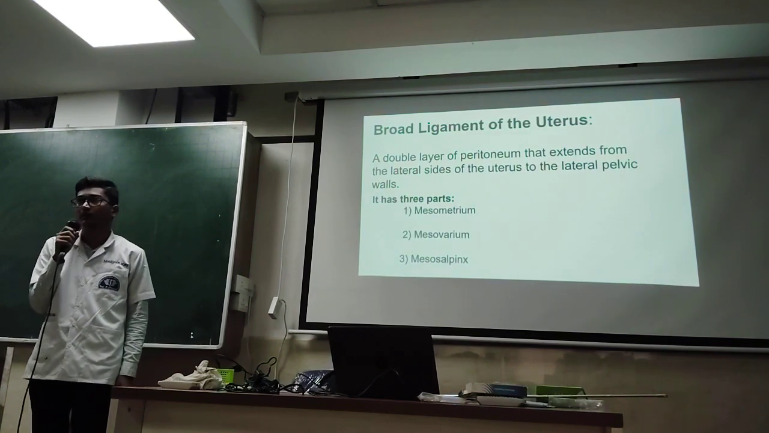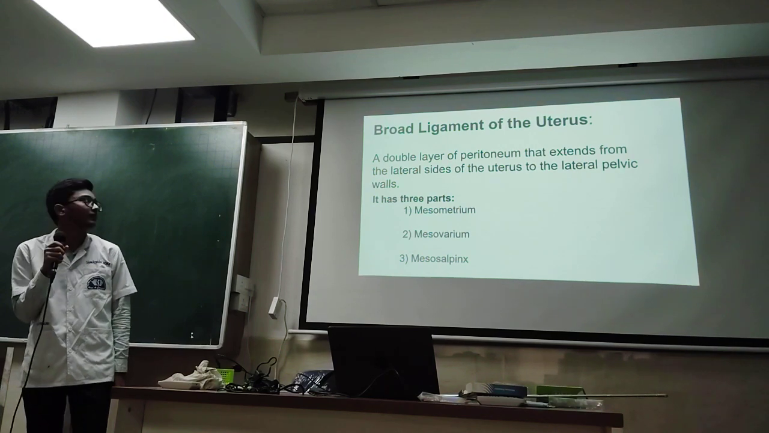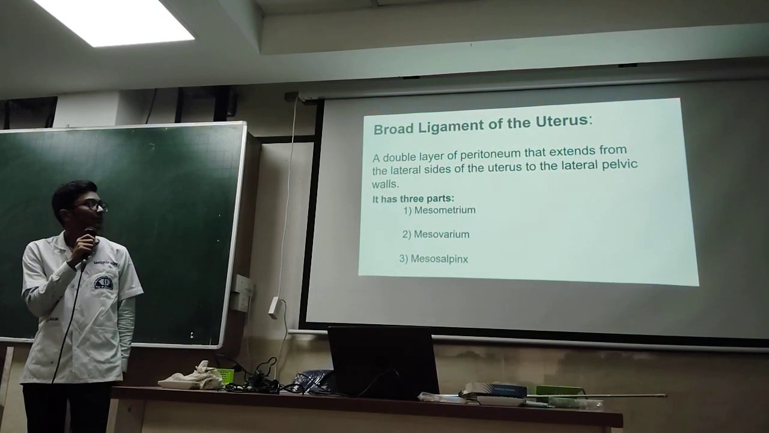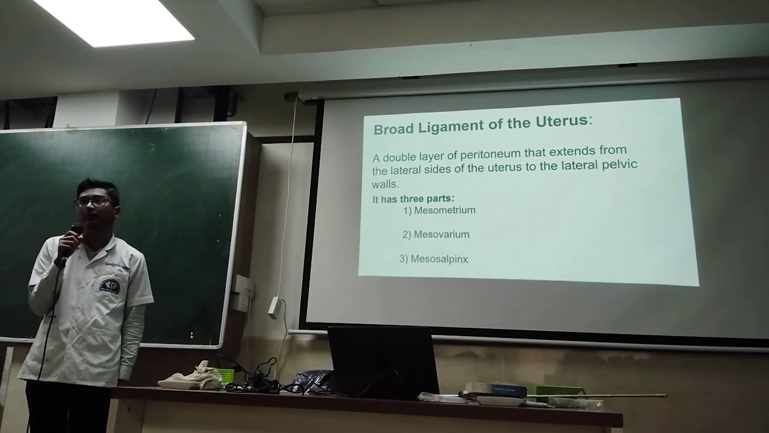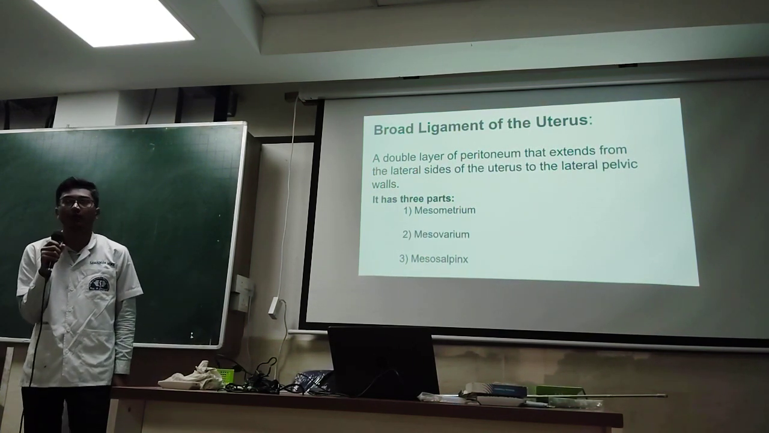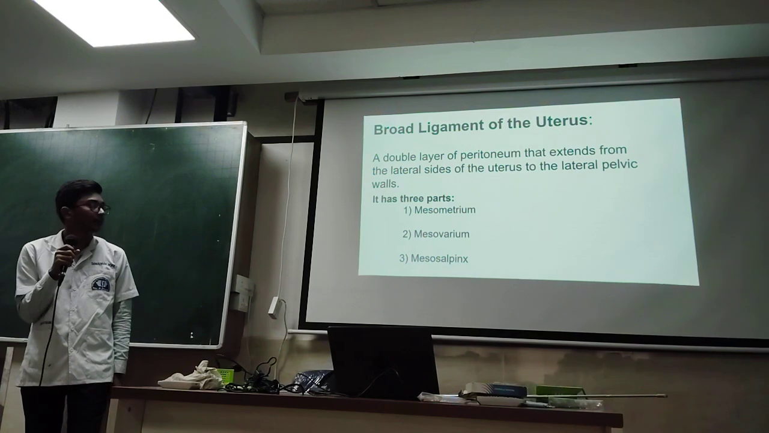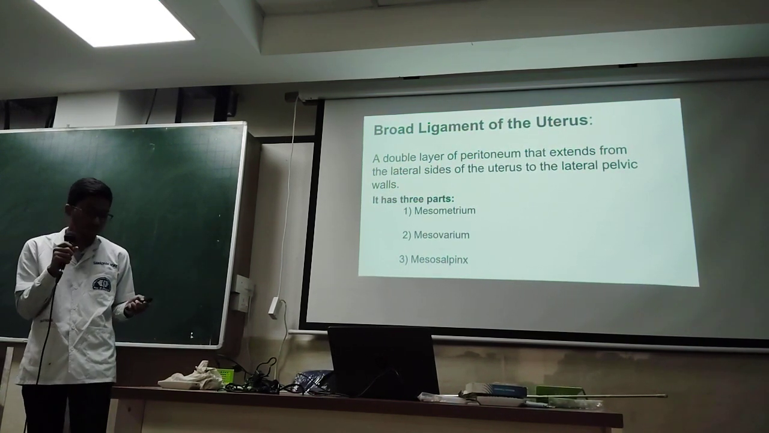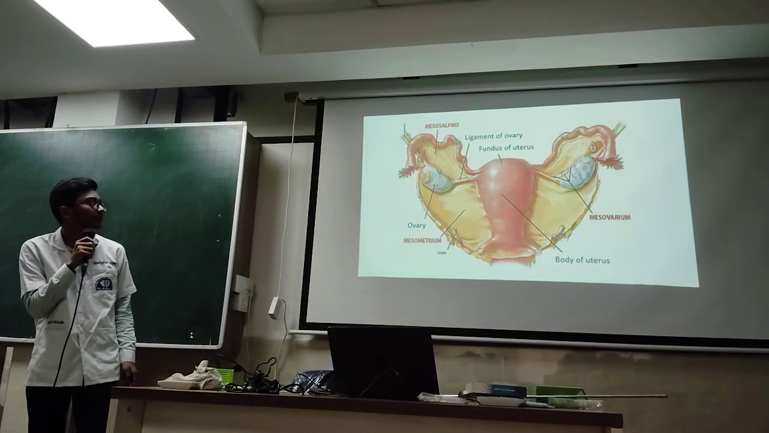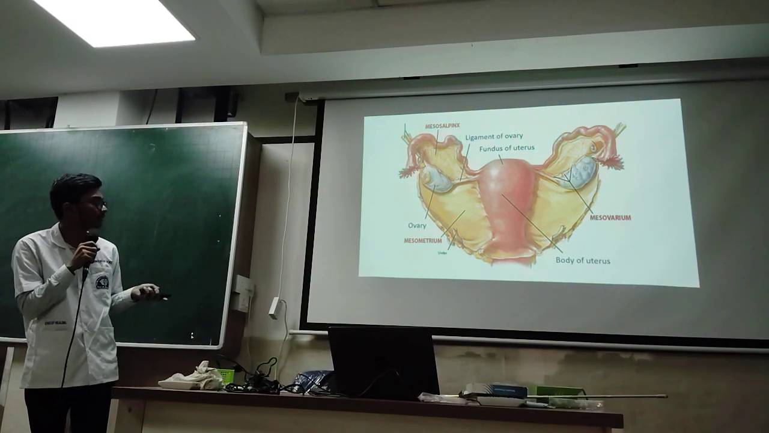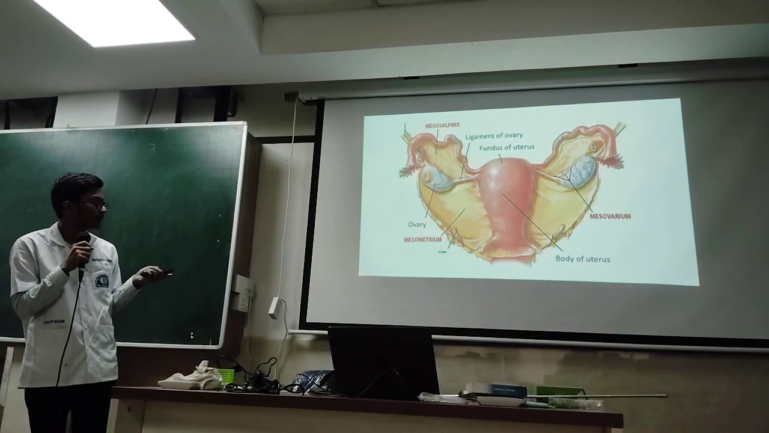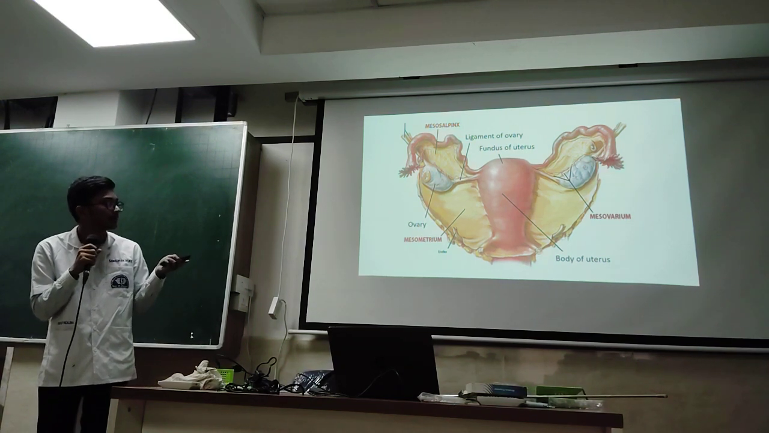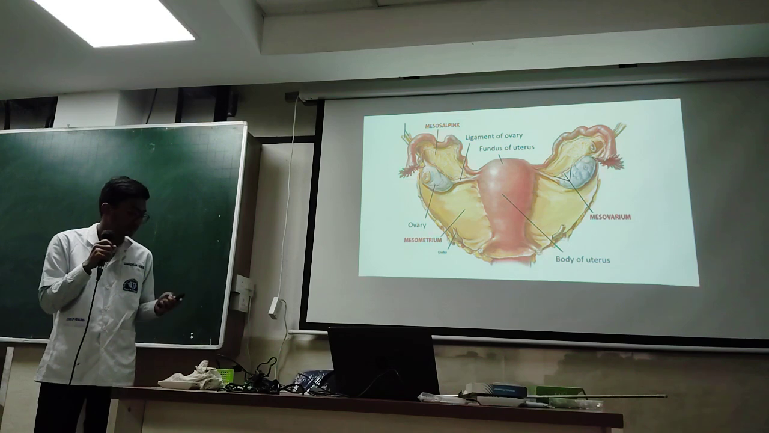First we discuss the broad ligament of the uterus. What is the broad ligament of the uterus? A double layer of peritoneum that extends from the lateral side of the uterus to the lateral pelvic wall. It includes three parts: mesometrium, mesovarium and mesosalpinx. We will discuss all one by one. In this diagram we see the mesometrium, superior to it the mesosalpinx, and near it the mesovarium.